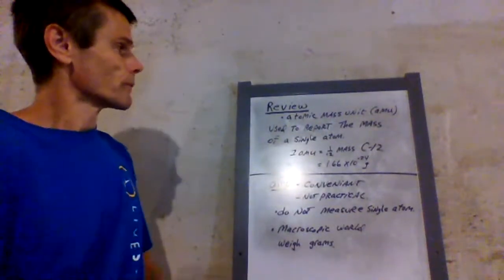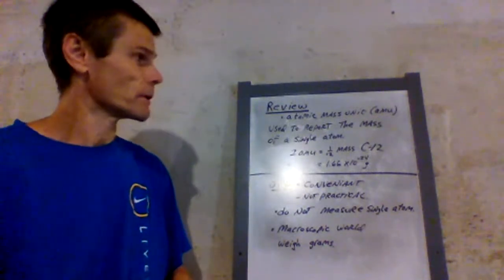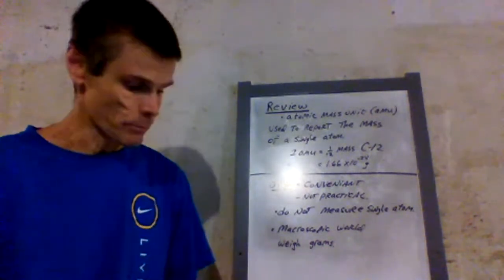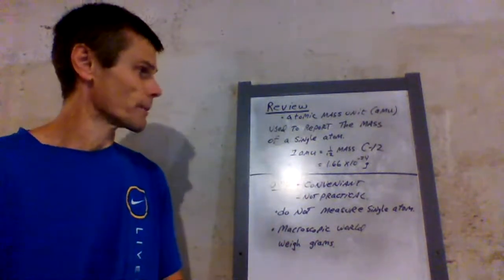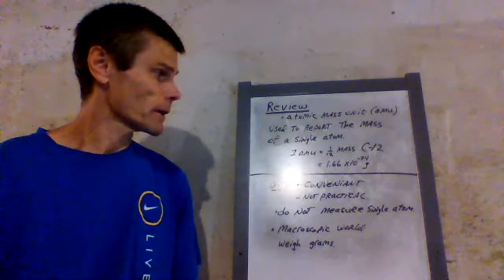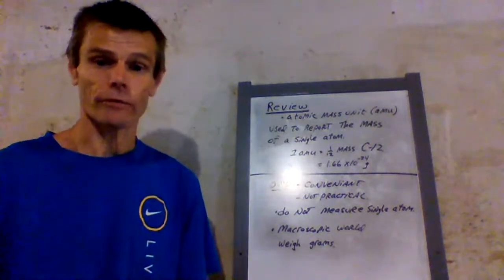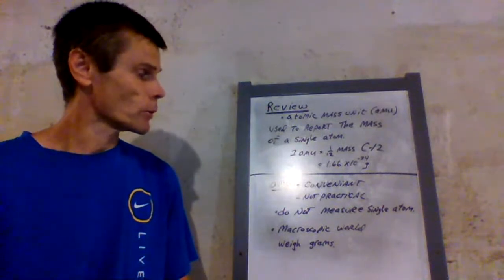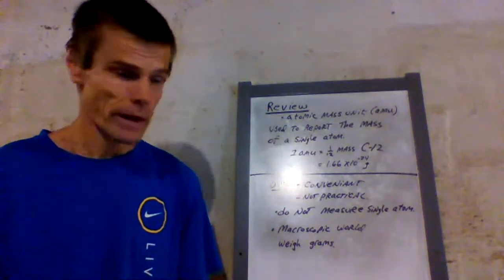So let's review a little bit and discuss some topics that we've discussed already. In our prior lecture, we discussed the atomic mass unit. We refer to this as the AMU. The atomic mass unit is used to report the mass of single atoms. As a reference, one atomic mass unit is 1/12 the mass of the carbon-12 isotope, which is roughly 1.66 times 10 to the negative 24th grams.